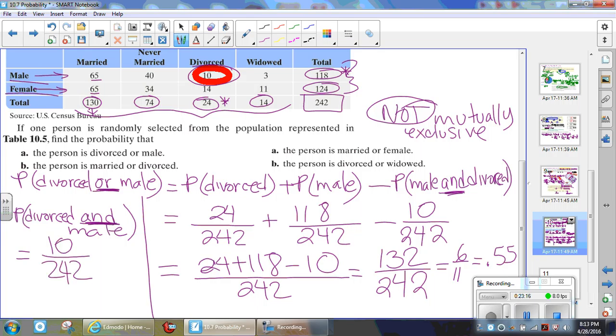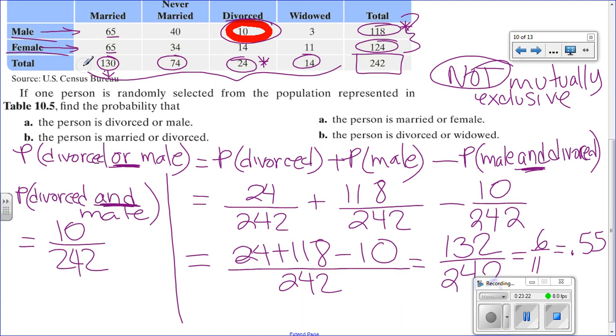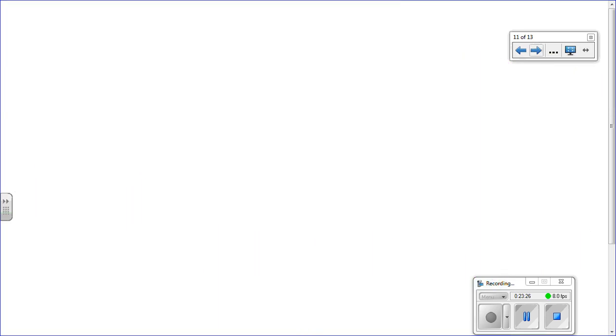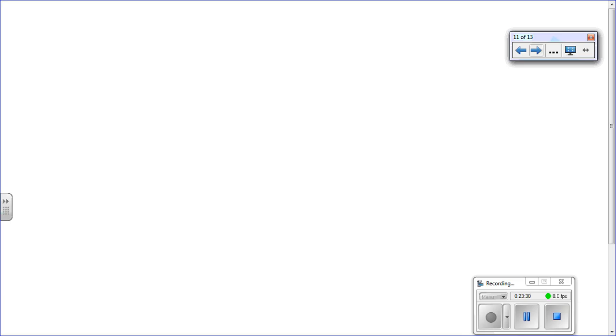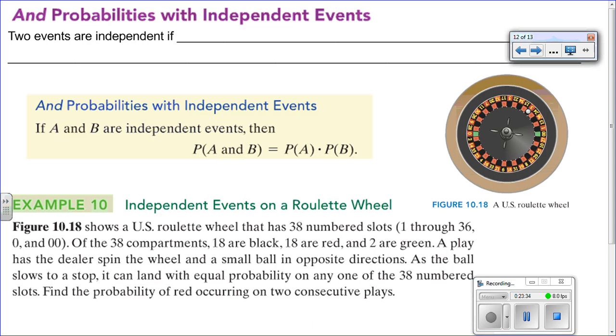Okay, so let's go to the next one. Oh, what happened? Okay, so we'll move to the next one after that. And so we have here probabilities with independent events. So two events are independent.